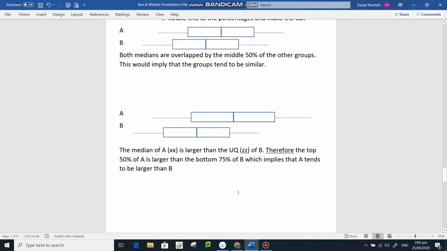So you need 75% involved. In this case, this median is outside. So here I have 50%. There I have the bottom 75. Might be able to write on this.